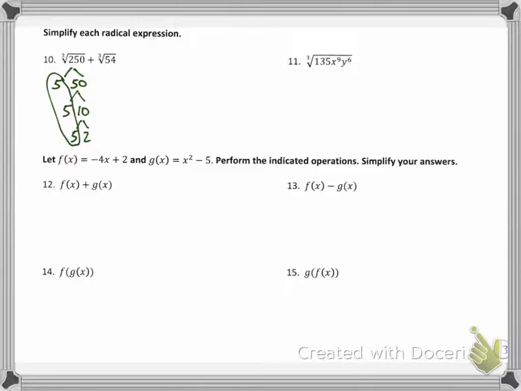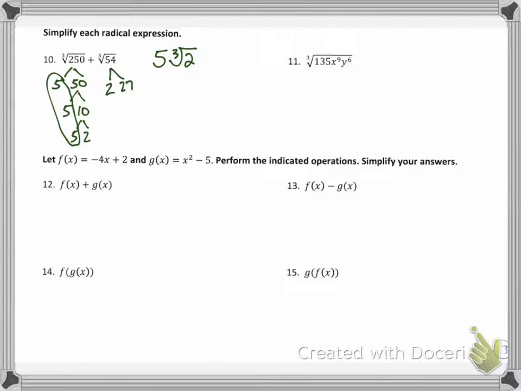It's a cube root, so I need triples. I need 3 of the same thing in order to pull it out front. So I can rewrite the cube root of 250 as 5 times the cube root of 2. Now I'm going to do the same thing with 54. I'm going to break that apart.